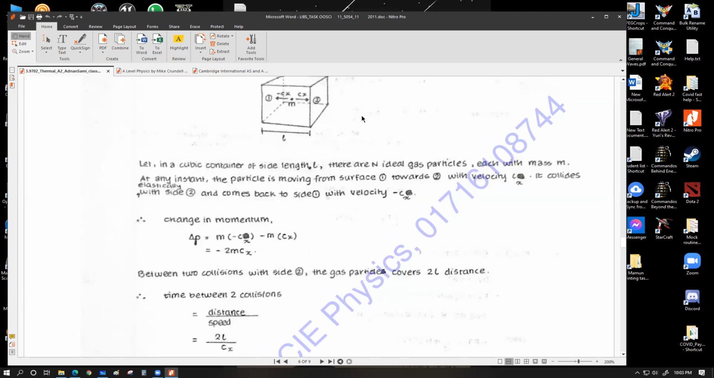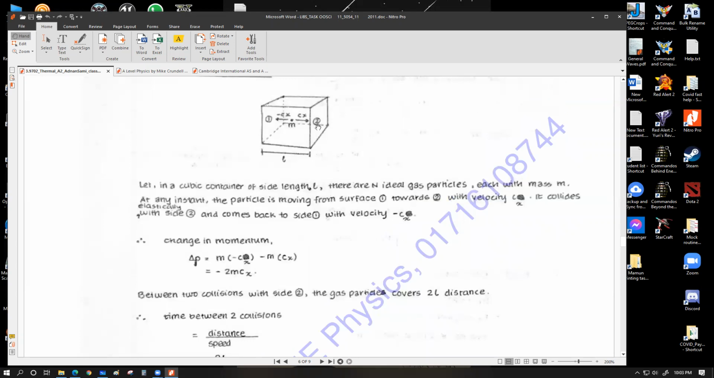So let's change the perspective a little bit. Let's say the particle starts its journey from wall 2. Sorry, no, I messed up. Let's say the particle starts from side 1, collides with side 2, and eventually goes back to 1. So between two collisions, if the particle only moves horizontally, try to visualize that. If the particle only moves horizontally, how much time would it take in between two collisions with one side?